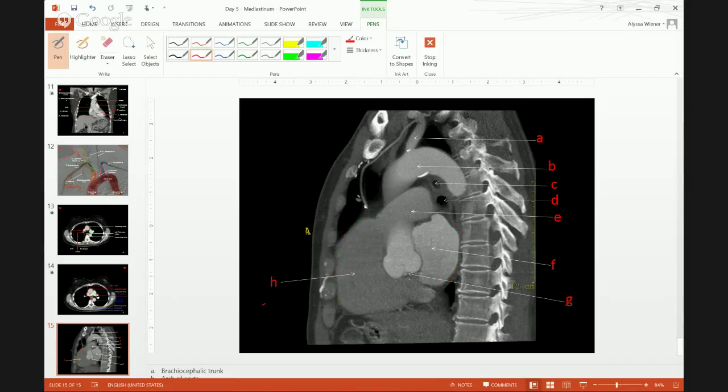Okay, so then G is pointing at a very specific structure over here. Okay, G is pointing at the aortic valve. You can very faintly see the leaflet here. Okay, so if that kind of gave it away, that means B is pointing to the aorta, which is this big guy here.